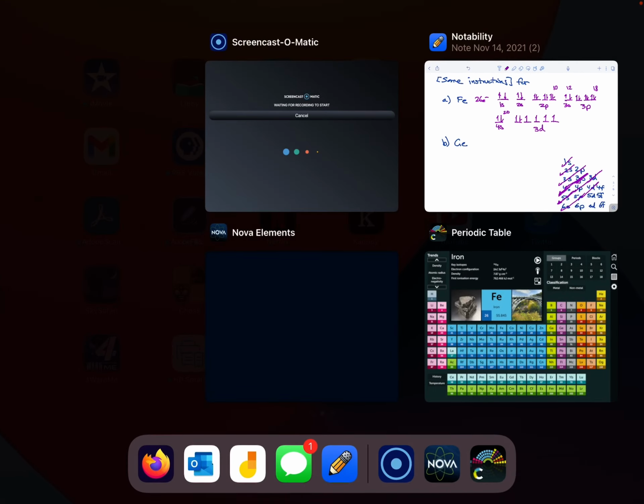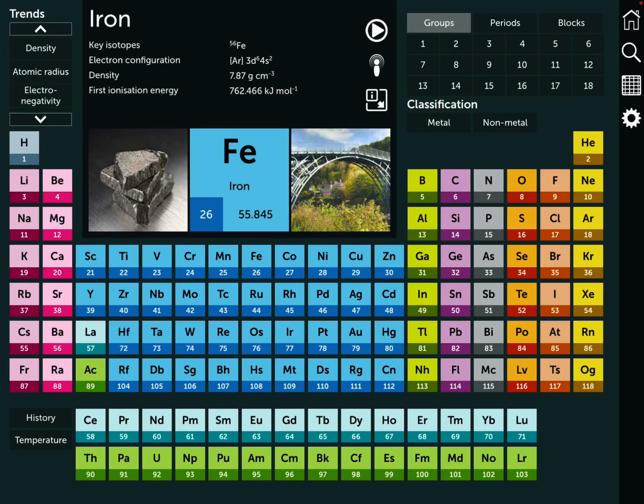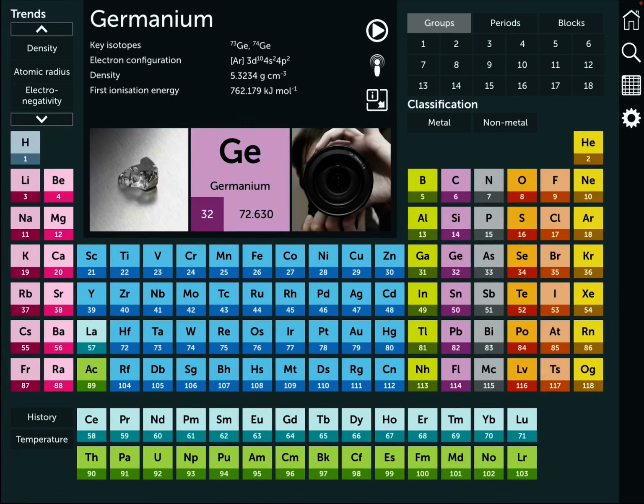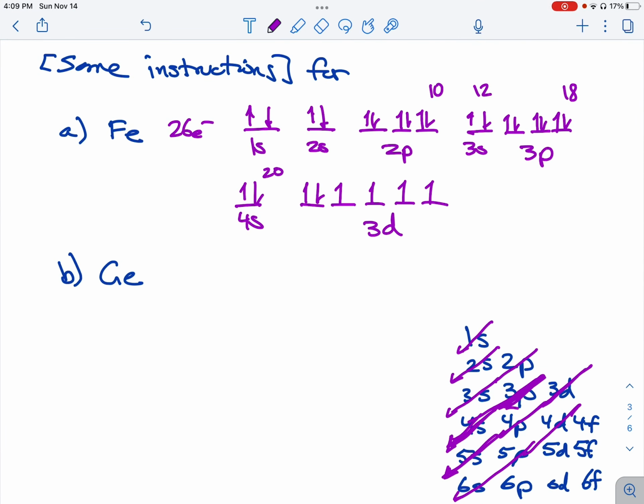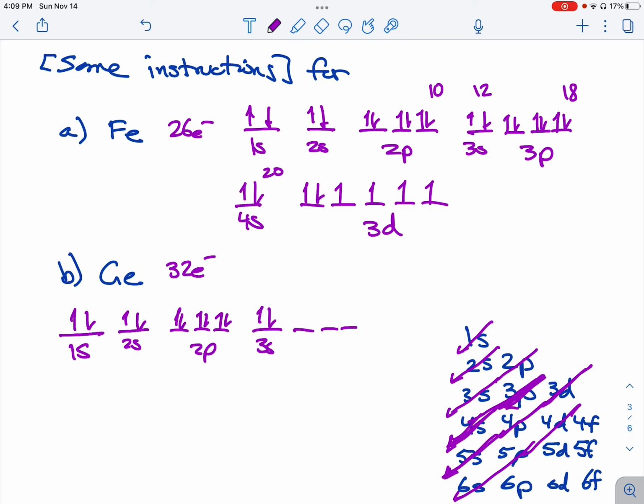Germanium, up next. Germanium is over here. It's got 32 protons and 32 electrons when it's neutral. So it's going to be all the same. 1s, 2s, 2p, and yeah, these get kind of boring, and there's a shortcut. We'll get to that in just a second. 3s, 3p, 4s.